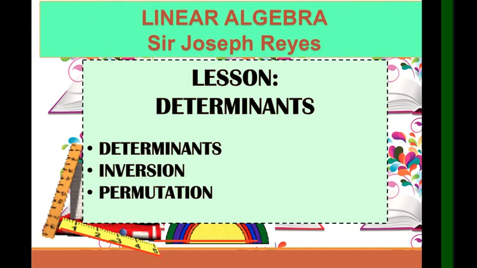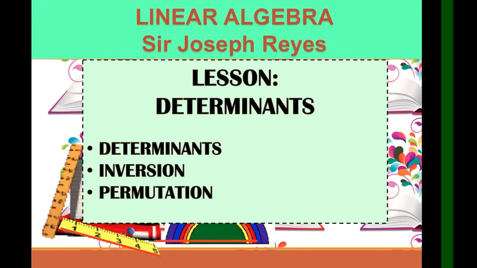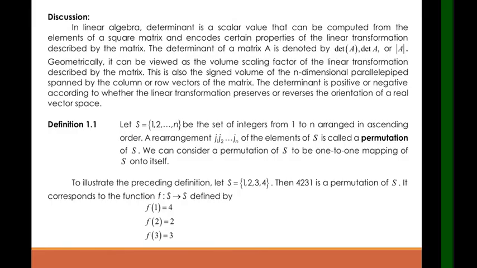Good day, everyone. Our lesson for today is all about determinants, inversion, and permutation. In linear algebra, a determinant is a scalar value that can be computed from the elements of a square matrix and encodes certain properties of a linear transformation described by the matrix.